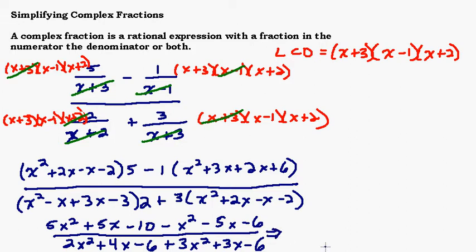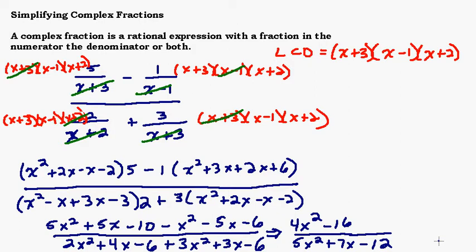Let's combine like terms in the numerator. 5x squared take away 1x squared is 4x squared. 5x take away 5x, those drop out. And negative 10 take away 6 is negative 16. On the bottom, we have 2x squared plus 3x squared is 5x squared. 4x plus 3x is 7x. And minus 6 is minus 12.